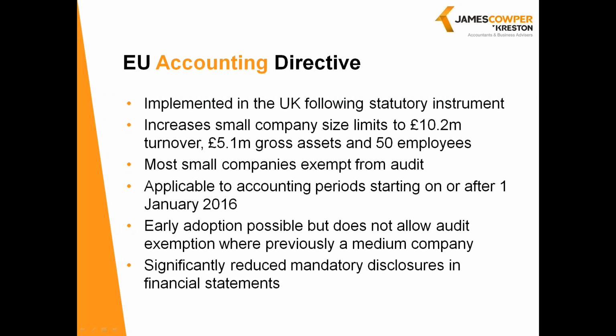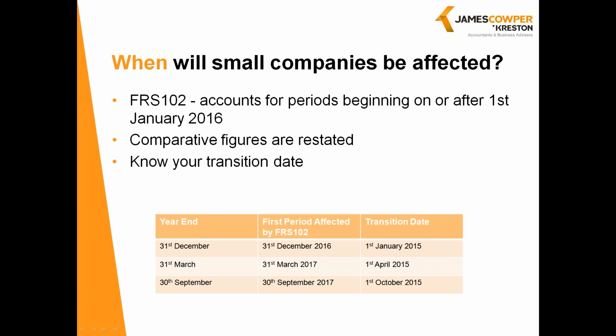So if we look at the time frame, as I mentioned, these rules apply from 1st of January 2016. Subject to various transition exemptions, comparative figures are restated, and it's important to know something called your transition date, because some of the new rules will have to be applied going back to the transition date. So I've got a couple of common year ends up there. If you've got a 31st of December year end, obviously the first period affected by the new FRS 102 rules will be 31st of December 2016, and your transition date is essentially 2 years before that, so 1st of January 2015, and you'll see the other year ends up there.